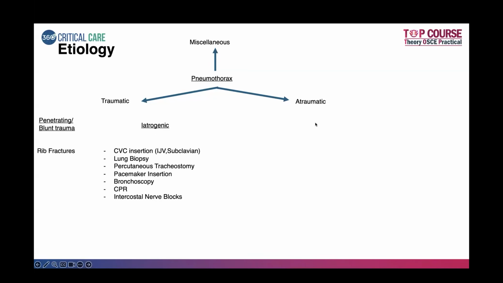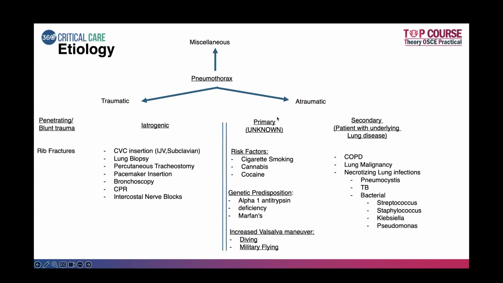Under atraumatic, you can classify it as primary or secondary. Under primary, it is a situation where the cause is unknown. The risk factors for atraumatic primary pneumothorax would be cigarette smoking, cannabis, cocaine, and genetic predisposition in patients with alpha-1 antitrypsin deficiency or Marfan syndrome. The risk of developing atraumatic pneumothorax is pretty high, and due to increased Valsalva maneuver, as in diving or military flying.